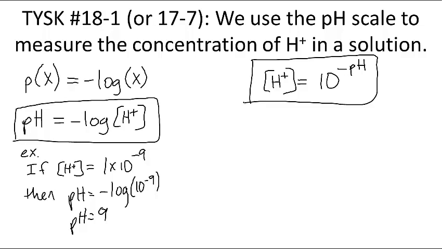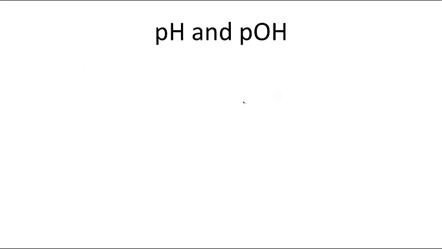Now, with acids and bases, we had acid, which was represented by H plus, and then bases are represented by OH minus. So sometimes we want to look at the flip side of things. Sometimes it's easier to deal with the concentration of OH minus. And so we also invent pOH.